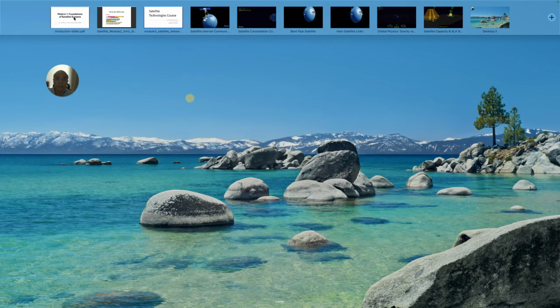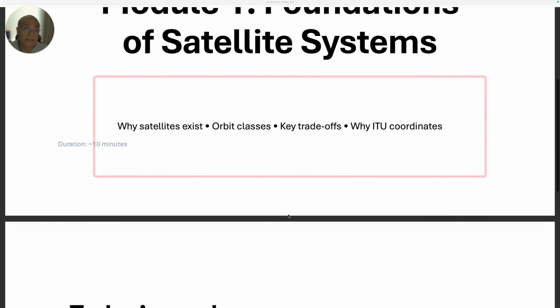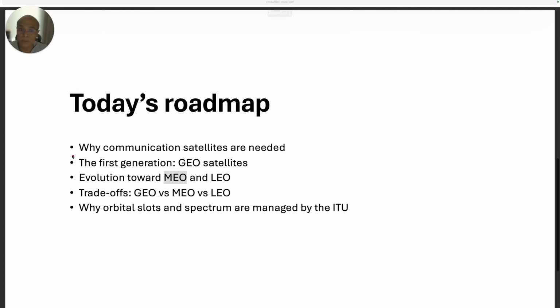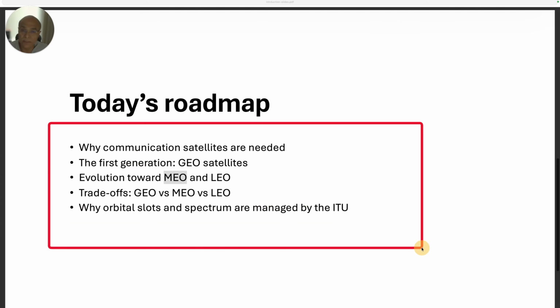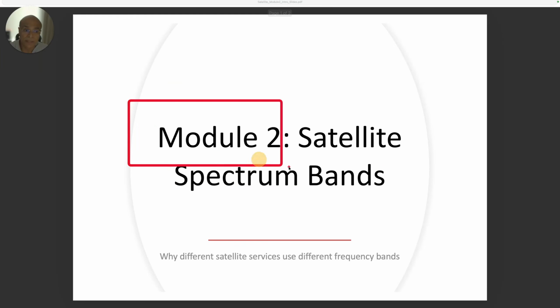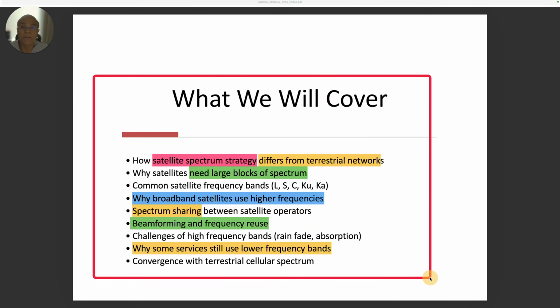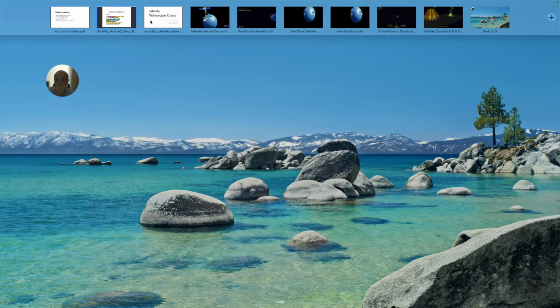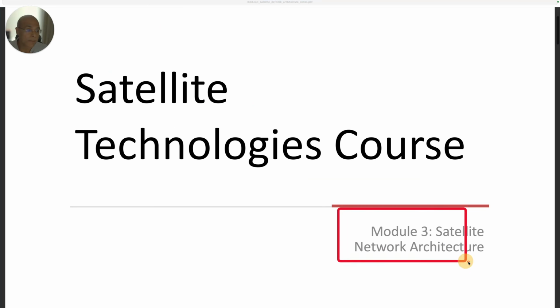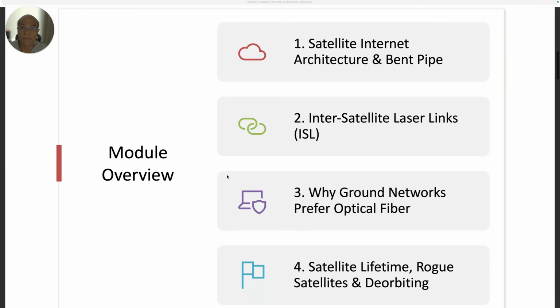So just to recap, module 1 was the foundation of satellite systems, and the chapters which I had covered in module 1 are listed right in front of your screen. Module 2 was satellite spectrum bands, and the chapters that I covered are just in front of your screen. And now today we are going to talk about satellite network architecture, and these are the chapters which I am going to cover in this module.